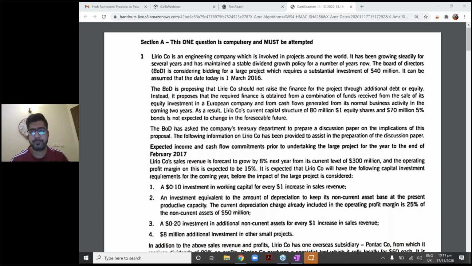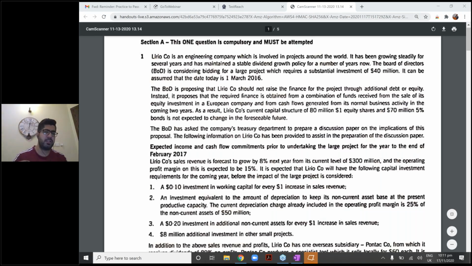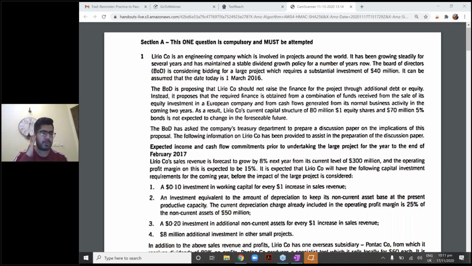Okay, basically, the question which I am going to discuss with you is a mixture of mergers and acquisitions plus risk management, but we will only do the risk management part because our topic is currency risk. Okay, so let's just start reading the question.